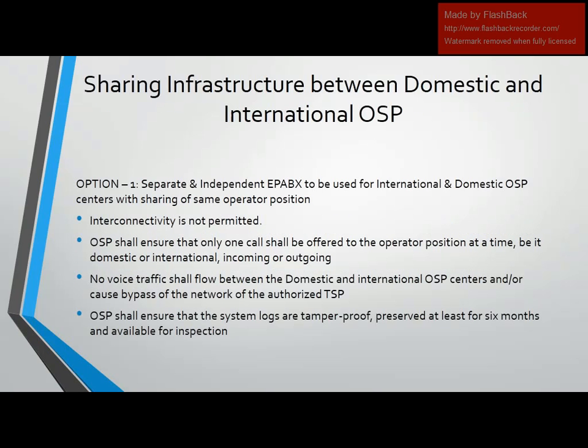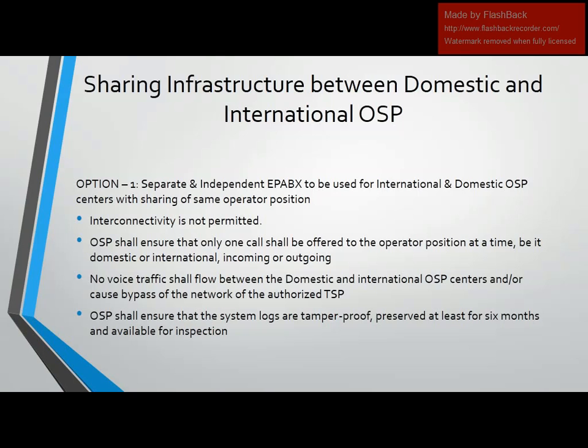Now, I will be discussing the important guidelines on sharing infrastructure between domestic and international OSP. Option 1. Separate and independent EPBX to be used for international and domestic OSP centers with sharing of the same operator position.